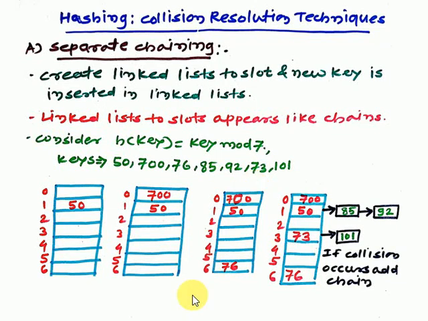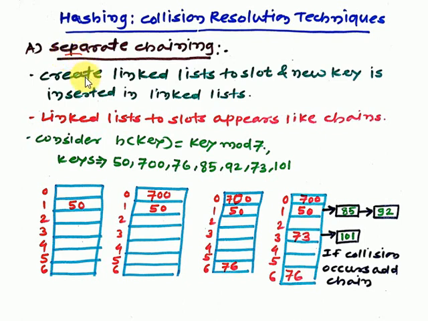Hello friends. In the previous video we have seen the introduction to hashing, in which we have seen different hashing techniques and the collision resolution techniques in hashing. In this video we will see examples of how collisions get resolved by different collision resolution techniques. Out of that, the first technique is separate chaining.